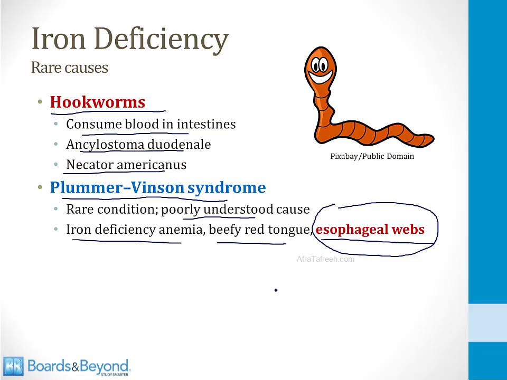In terms of your boards, this would likely be presented as a patient with an esophageal web, and they might ask you what else you should be worried about. And you should be aware that esophageal webs can be associated with iron deficiency anemia as part of the Plummer-Vinson syndrome.